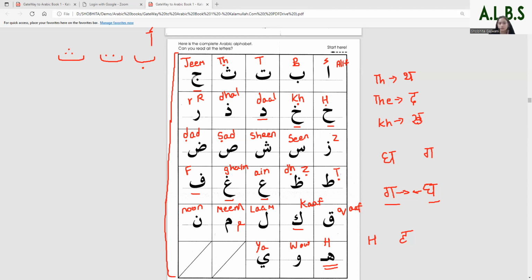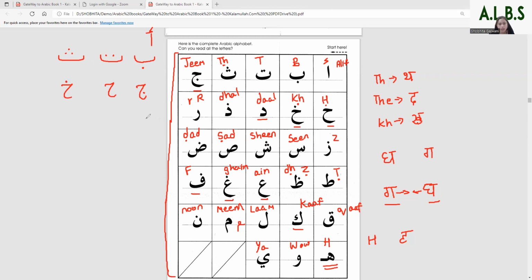Now next, you must have observed jim, ha, and kha have the same structure. In jim, the dot is placed in the heart of it, or you can say in the center. In ha there is no dot, and in kha, the dot is placed above the structure. So you can say these three are brothers, and after this, these three are brothers. Ba, ta, and sa form one family. Jim, ha, and kha form the other family.